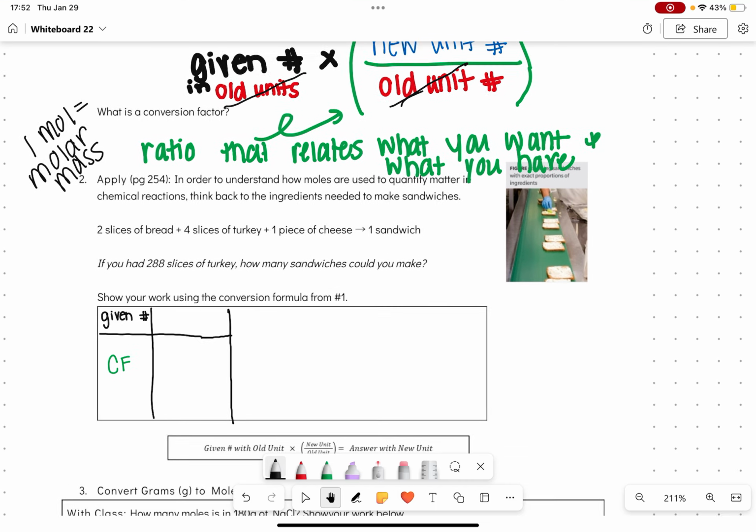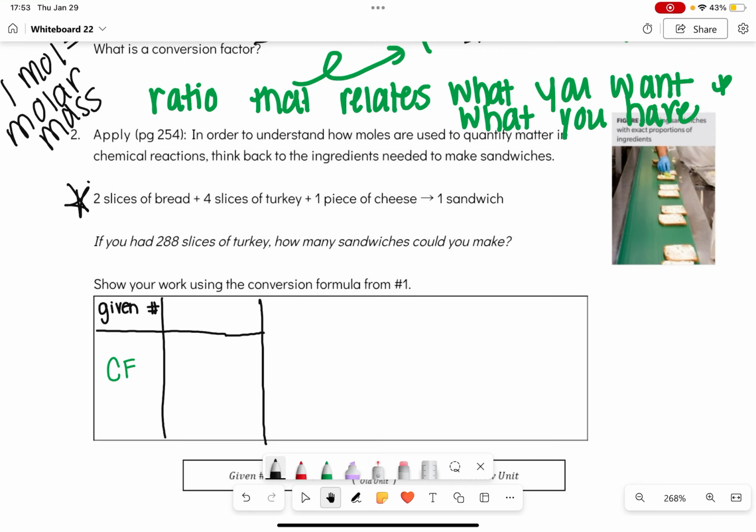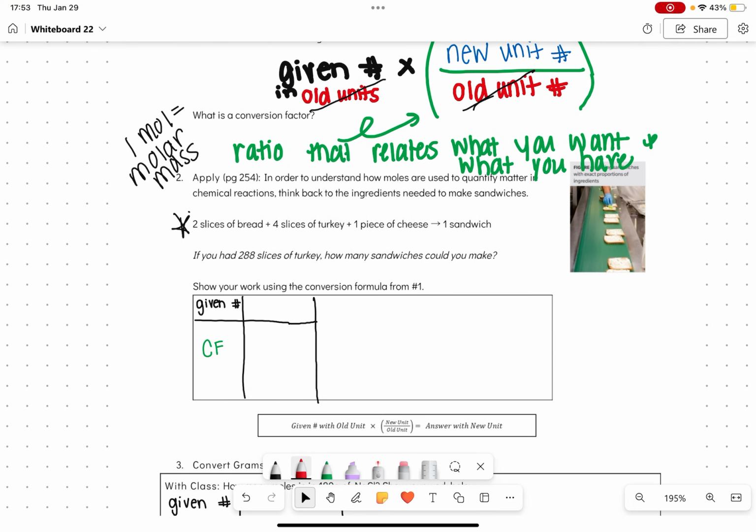So here I have an example that's not chemistry related, but it does help you think of how to set it up in terms of something that you know, and that would be sandwiches. So our equation is right here. It says 2 slices of bread, 4 slices of turkey, and 1 piece of cheese makes 1 sandwich. They want to know if I had 288 slices of turkey, how many sandwiches could I make?